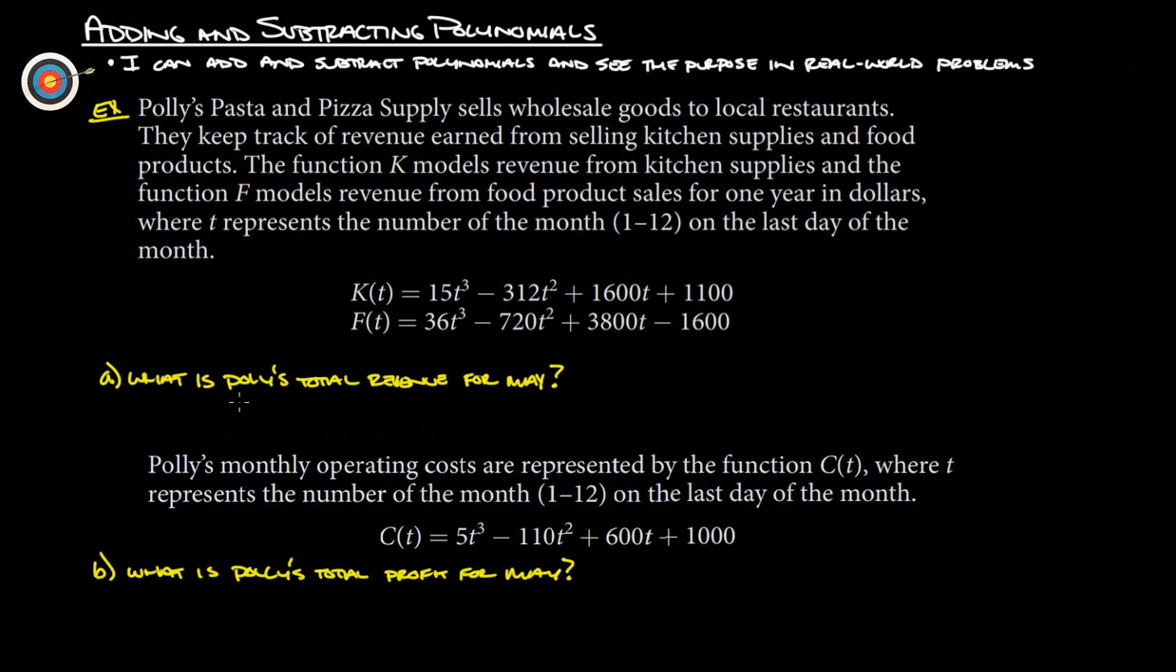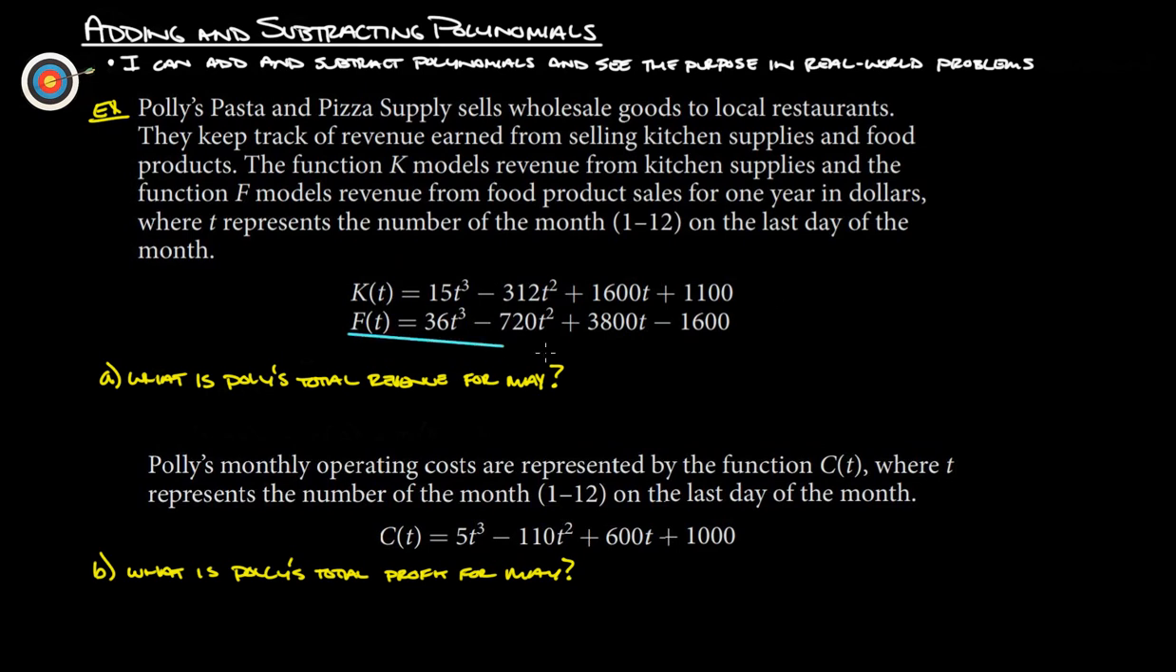It says, what is Polly's total revenue for May? What we could do is simply put in a 5 for each of these t's, because May is the 5th month. Come up with the answer for this one, and then the answer for this one, and add them together. Or, better yet, we can add these two functions together and then plug in the 5 for just the one equation instead of having to plug it into two different equations. That's what we're talking about with adding and subtracting polynomials.